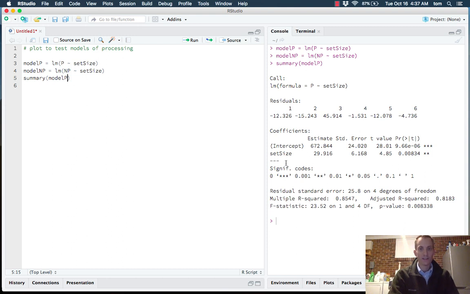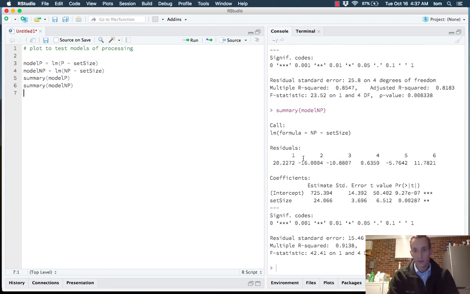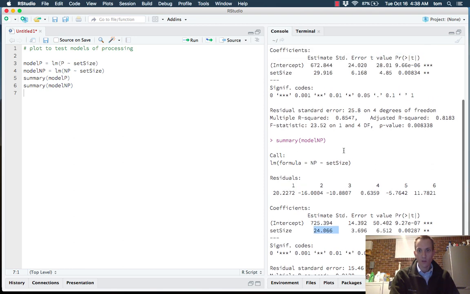Now the question is, is the slope different when we do this for NP? So we'll find out real quickly here. We'll do a summary of model NP, and again, the main signature is the slope. Okay, so if we look at the slope here, it looks like it's about 24. Now you might say immediately, oh, they're different, right? This has got to be self-terminating architecture because the slopes are different, but not quite so fast.